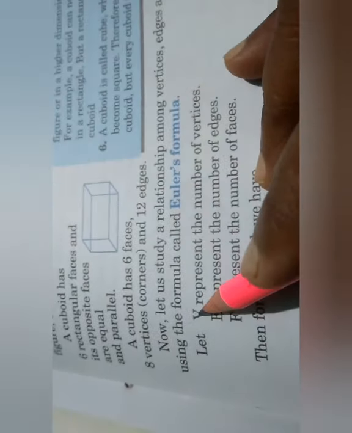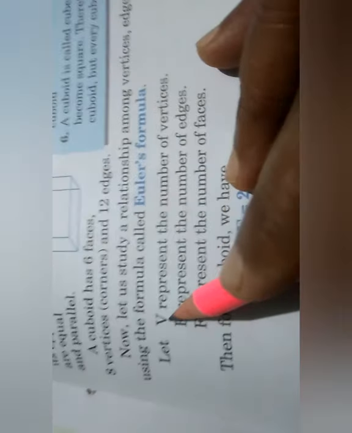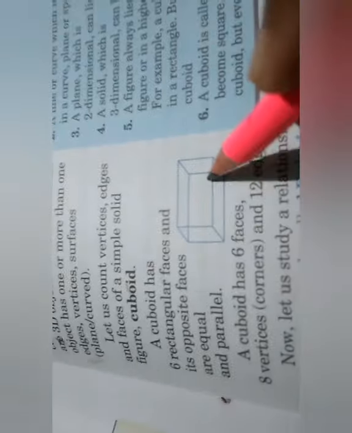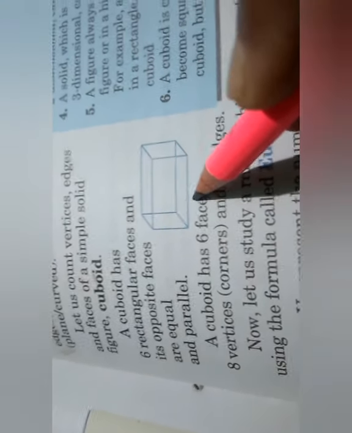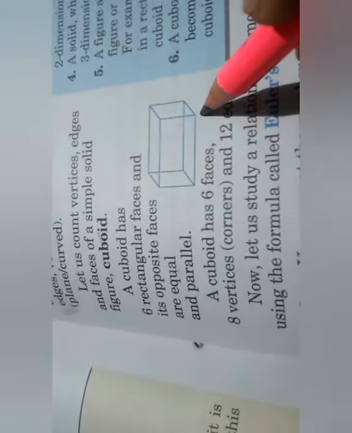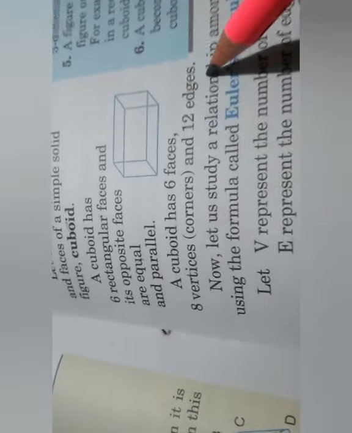V represents vertices, that is the corner of any polygon, E is the edges, and F is the faces. Suppose this is a cuboid. How many faces does it have? It has 6 faces: the topmost, the bottom, and then 4 sideways. 4 plus 2 is 6. It has a total of 8 corners, that means 8 vertices, and 12 edges.